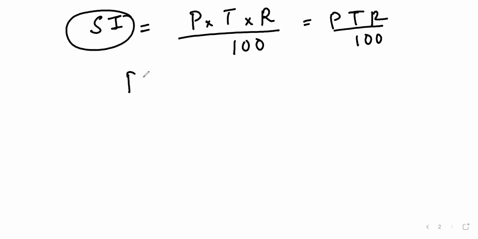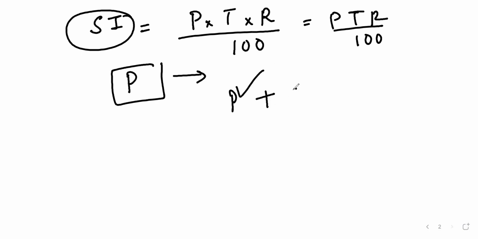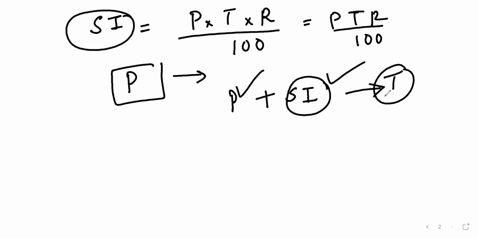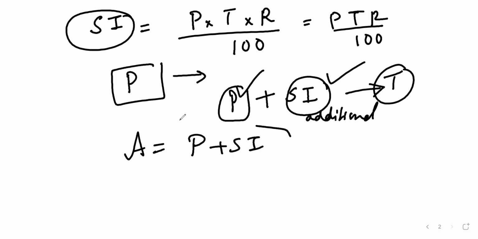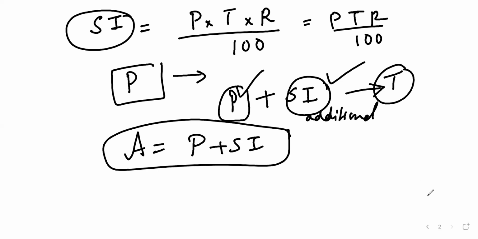Because you're borrowing money for some time, when you repay it, the principal has to be paid. Along with that, some additional money has to be paid, called simple interest. You're giving value for time: if the money has been borrowed for 1 or 2 or 3 years, when you return it, you have to pay some additional amount. That additional amount is what we call interest or simple interest. So how do we calculate the amount? The amount that is repaid will be P plus SI. For SI, it is PTR by 100.